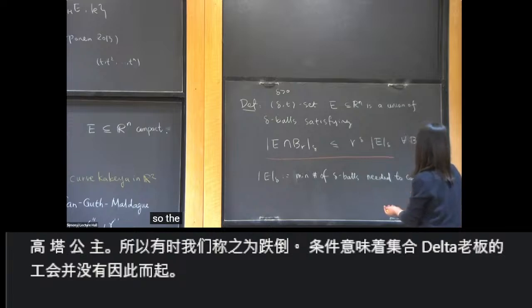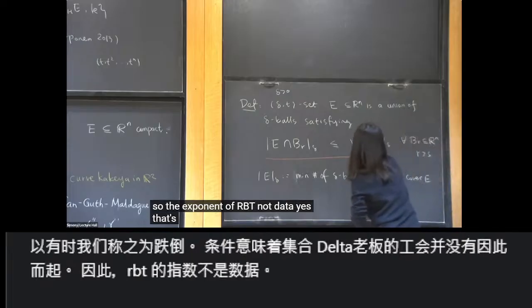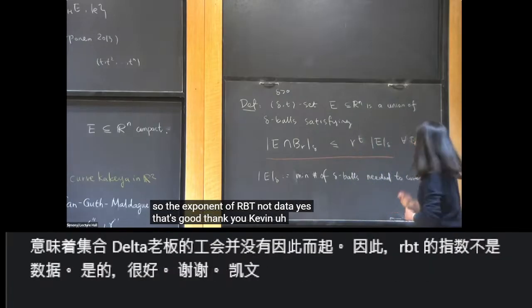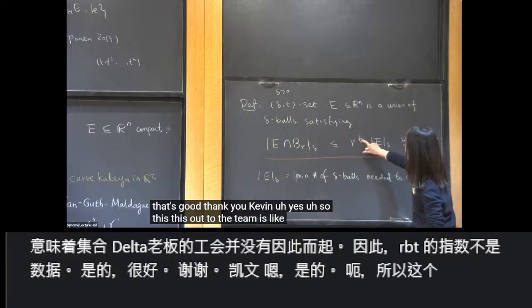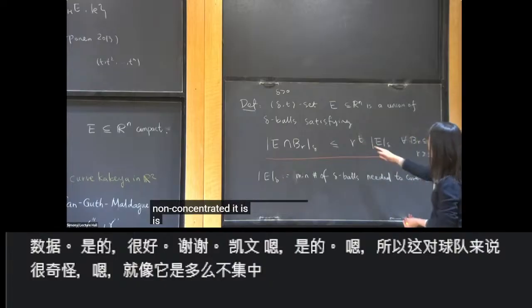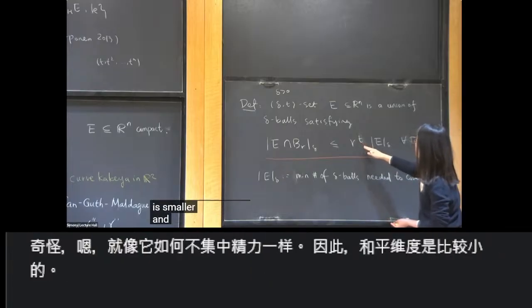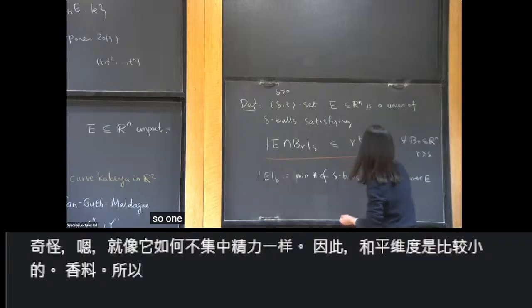Should the exponent of R be T, not delta? Yes, that's good. Thank you, Kevin. Yes. So this R to the T means how non-concentrated it is. So T is the dimension. When the dimension is smaller, the set should be sparse.